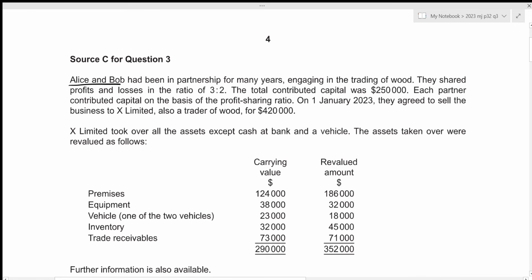Alice and Bob had been in partnership for many years, engaging in the trading of wood. They shared profits and losses in the ratio of 3:2. The total contributed capital was 250,000. Each partner contributed capital on the basis of the profit sharing ratio.